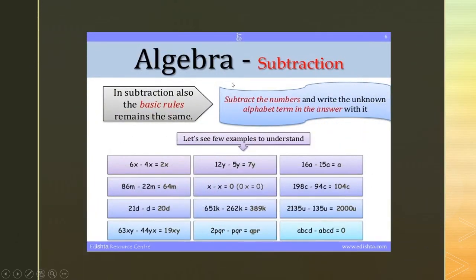In subtraction of algebra also, we subtract the coefficients of the like terms and write the variable beside it. Here 6x minus 4x. We subtract the coefficient 6 minus 4 which is equal to 2 and we write the variable x beside it. In 12y minus 5y, we subtract the coefficients 12 minus 5 which is equal to 7 and y we write beside it.